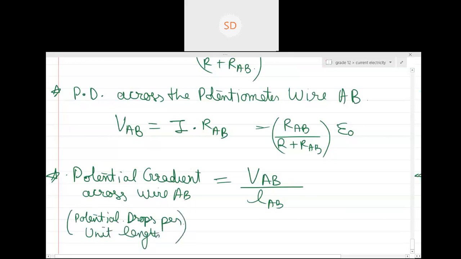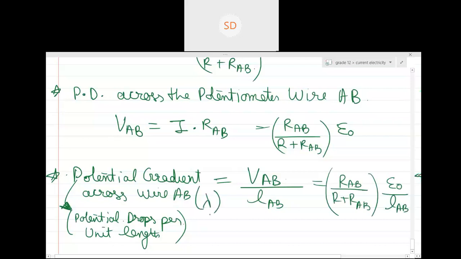Is this clear guys? That is what potential gradient is. How a quantity varies with distance is basically called a gradient. Right? Since potential was dropping with respect to distance, we named it potential gradient. So VAB upon LAB. When you do this, you will get RAB upon R plus RAB into E naught upon LAB. Yes or no? Let's name this thing as lambda. Is it fine?